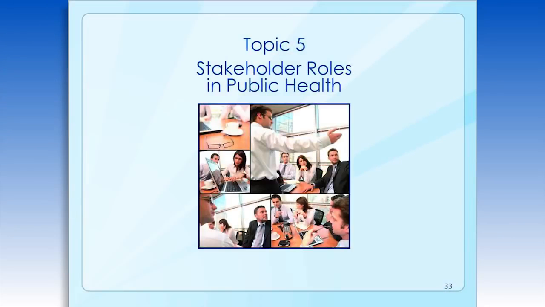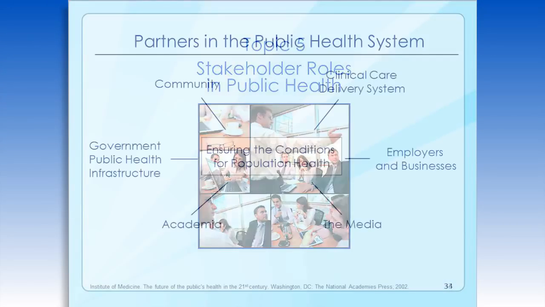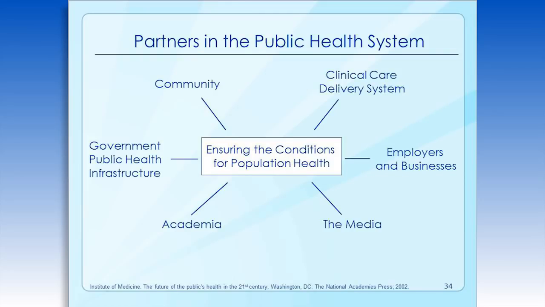So the next section of this course is about the roles of different groups who have a stake in public health. The field of public health requires stakeholders with skills in intervention, programs, policies, research, education, etc. Partners include governments, community groups, clinical care providers, employers and businesses, the media, academia. I could go on and on, but those are the main groups, at least that this slide shows. In addition to the infrastructure provided by the government at all levels, as we just covered. So what other sectors and fields can you think of that have a stake in public health?